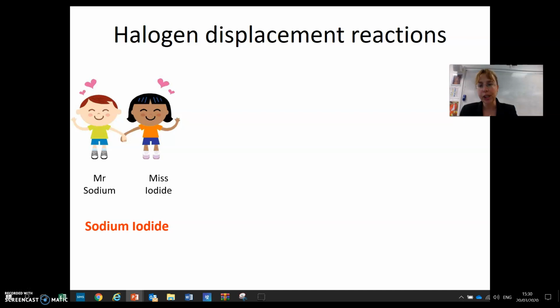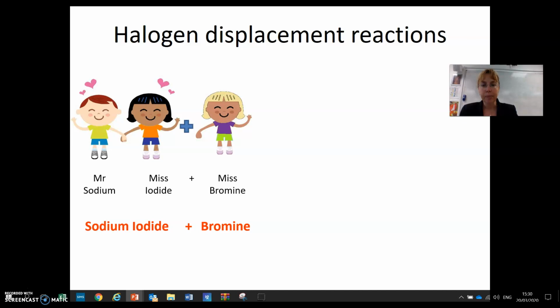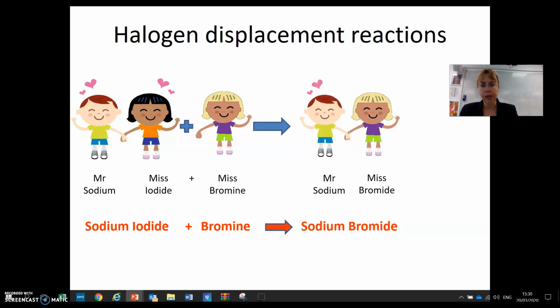So over there we've got Mr. Sodium with Miss Iodide, cute shorts, and Miss Bromine. Now, as we know, bromine is more reactive than iodine in group 7. So bromine is going to be able to quite rudely kick Miss Iodine out the way and get together with that rather handsome Mr. Sodium. So there we go, sodium iodide plus bromine forming sodium bromide. Remember, when a compound is made out of 2 elements, the second element ends in IDE.